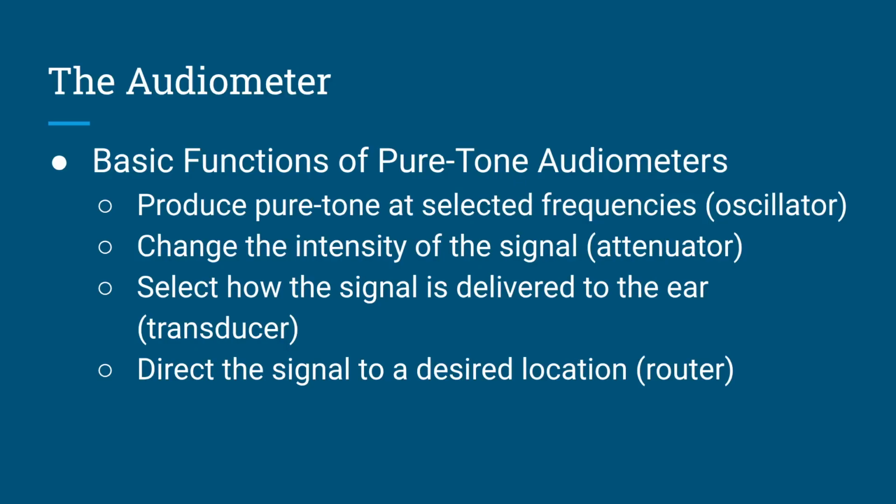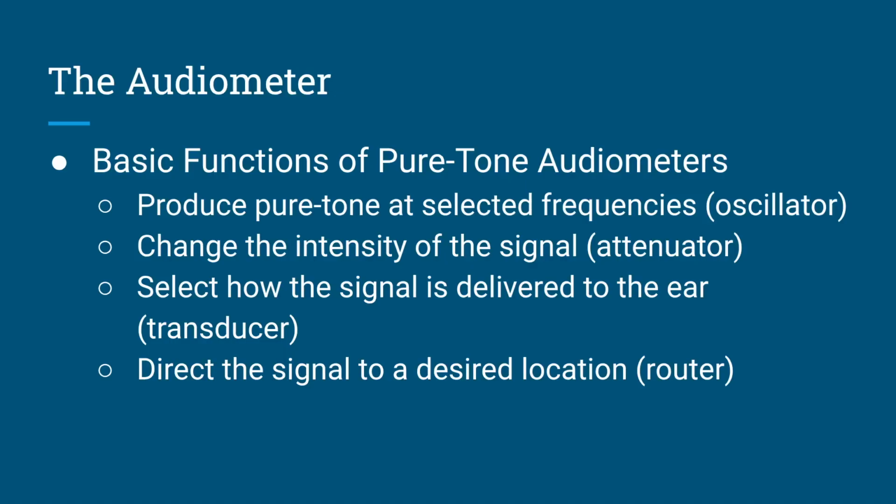Basic functions of pure tone audiometers include they produce pure tones at selected frequencies. That would be the oscillator. You can change the intensity of the signal with the attenuator, and you can select how the signal is delivered to the ear. That's by selecting the different transducer. And you can direct the signal to a desired location via the routing function.